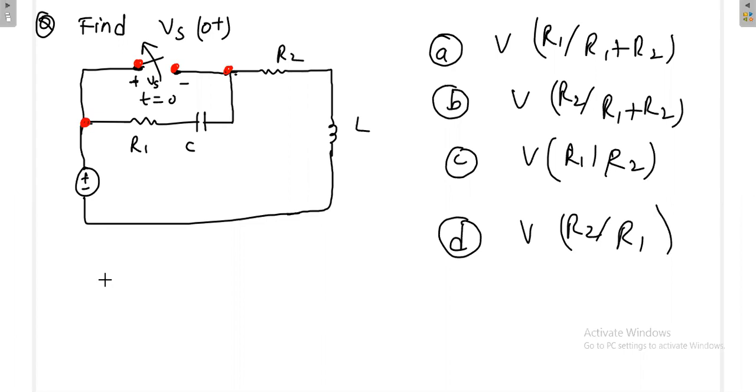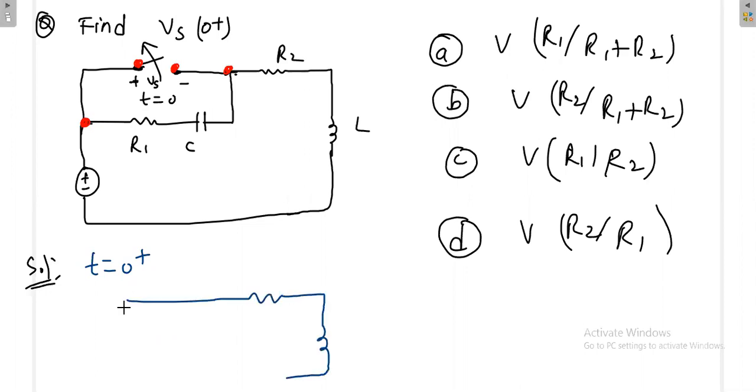First, what is the nature of the circuit at t equal to 0 minus, before opening the switch? Anybody? The nature of the circuit is that before opening, the switch is closed. That means this is the nature of the circuit. Why? Because before opening the switch, this is a short circuit. This is the network with R1 and C.